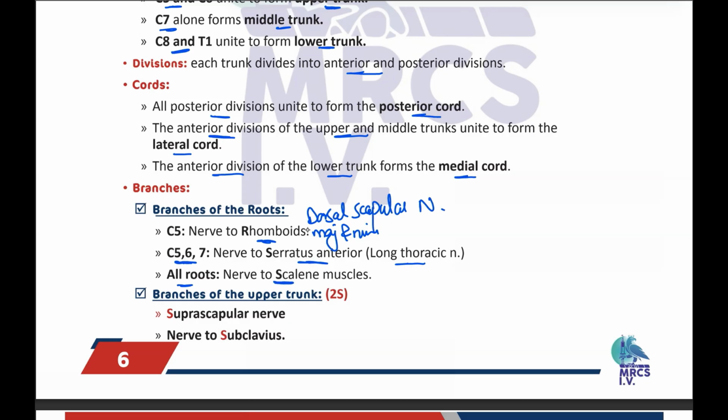Now branches from the upper trunk are the suprascapular nerve and the nerve to subclavius. The nerve to subclavius supplies the subclavius muscle. The suprascapular nerve supplies the supraspinatus and the infraspinatus muscle, which are part of the rotator cuff muscles.